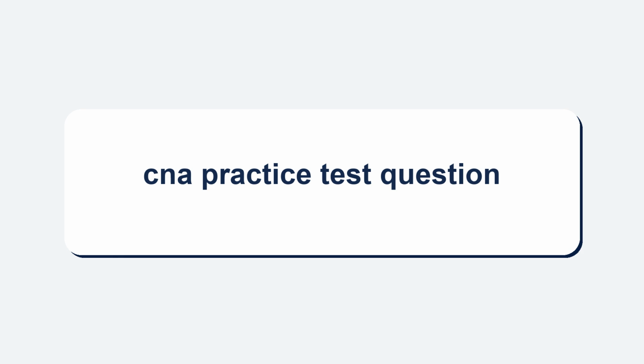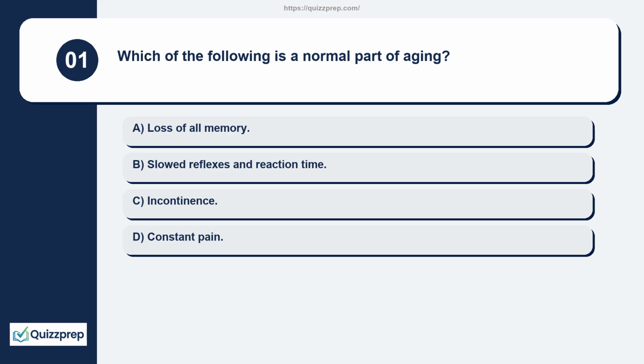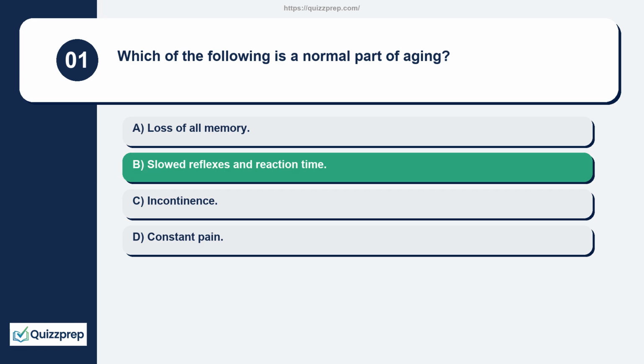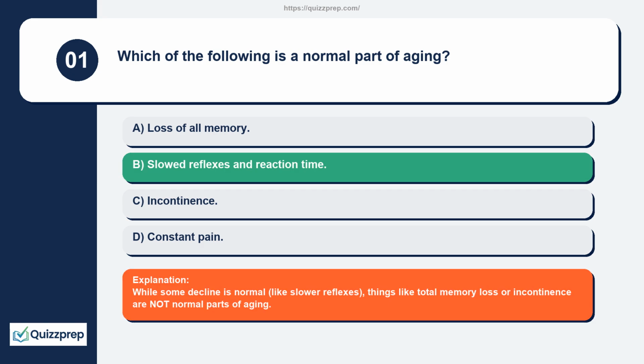CNA practice test question. Question 1. Which of the following is a normal part of aging? Loss of all memory, slowed reflexes and reaction time, incontinence, constant pain. While some decline is normal, like slower reflexes, things like total memory loss or incontinence are not normal parts of aging.